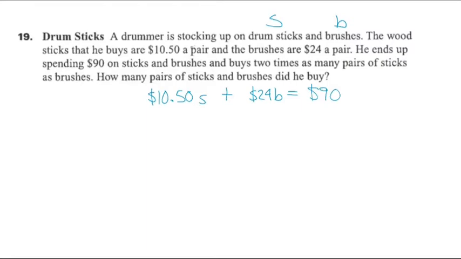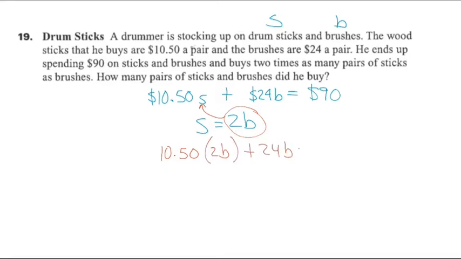And he buys 2 times as many sticks as brushes. So the number of sticks I get is equal to 2 times the number of brushes I have. That's all the work I'm going to do, because now you have 2 equations where I can do a direct substitution with 2B replacing that S. So I'll write that substitution step, but I'm not going to do the distribute, solve, and back substitute steps. But that is the setup that you will have for that.